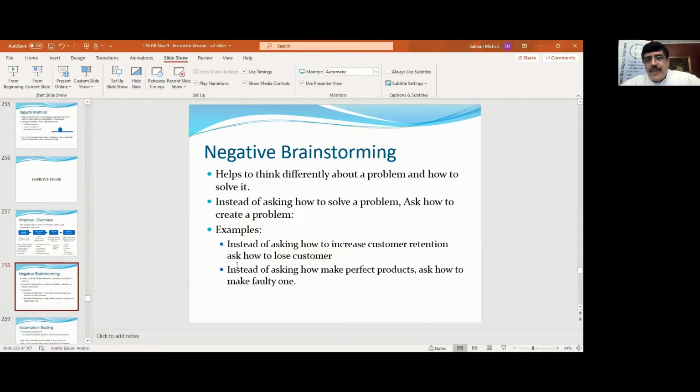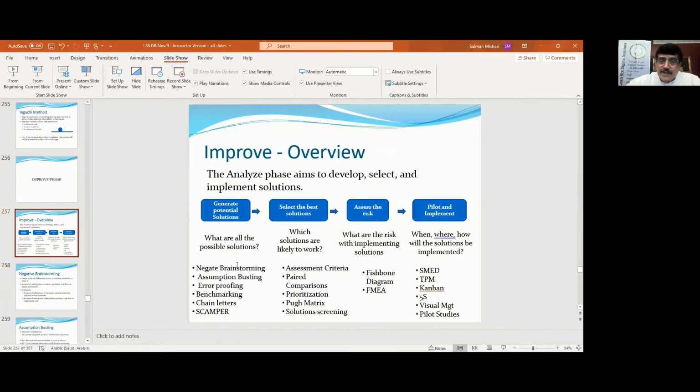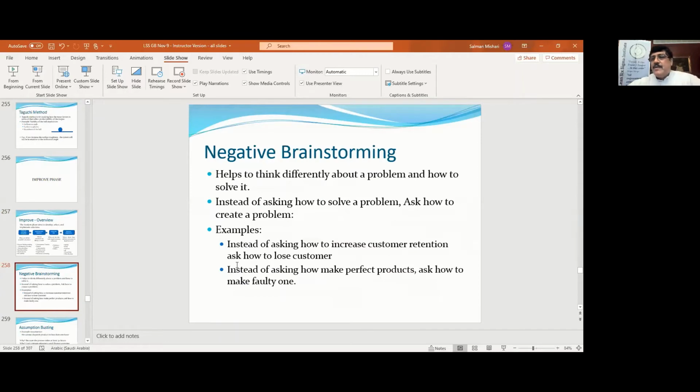So one tool, when you are generating potential solutions, is called negative brainstorming. It's not the positive one; it's like the negative one. Negative brainstorming helps you to think differently about a problem and how to solve it.